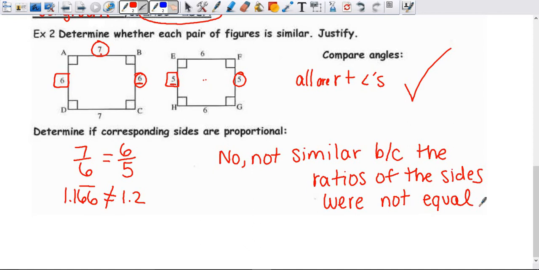All right, so our angles matched up, but our sides didn't. So then we just scratch it, we're done. These are not similar figures, okay? Let's go on to the next page.